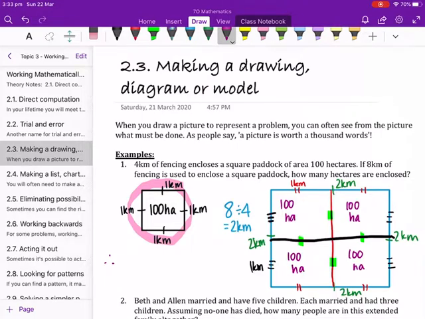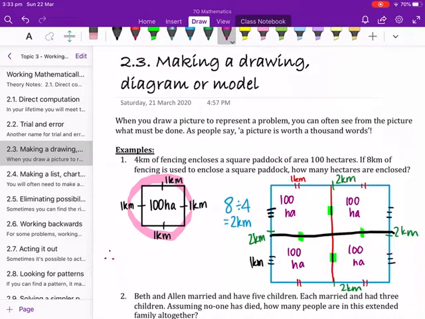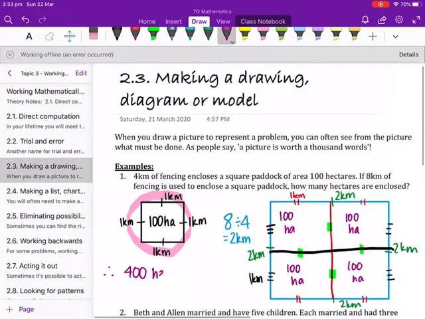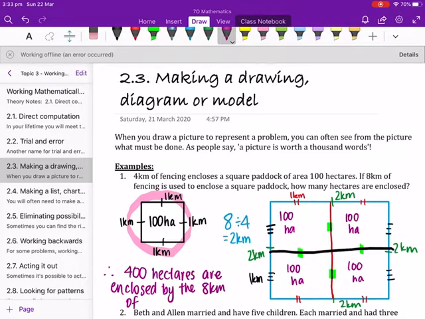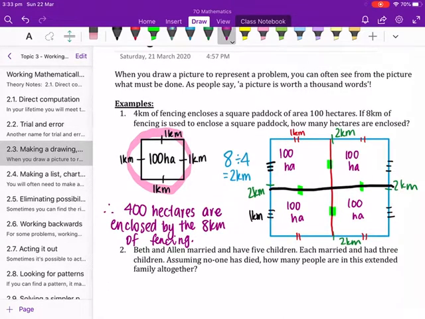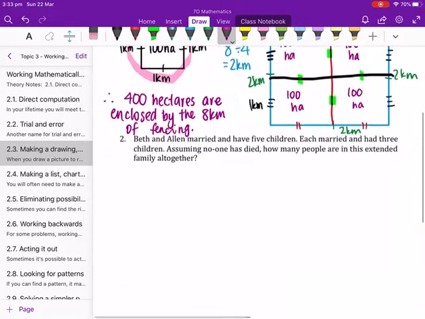So that means that therefore, remember, we use 3 dots in the shape of a triangle as our therefore symbol. We have 400 hectares, because 4 lots of 100, are enclosed by the 8 kilometres of fencing. And that is our conclusion statement. So as you can see, the pictures have helped us work out how many hectares are inside our 8 kilometres of fencing.